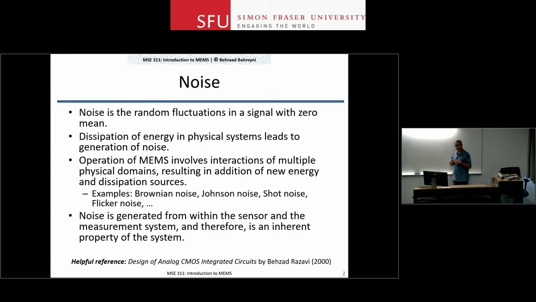Noise is generated from within the sensor, and therefore the sensor plus its interface electronics. And therefore, it's an inherent property of the system once it is designed. So you cannot reduce noise by shielding your sensor. You can reduce the interference that way, but you cannot reduce the noise that way. We'll see that your options to limit noise, to reduce the amount of noise, are actually very limited. And in most cases, you have to rethink the design of the system.